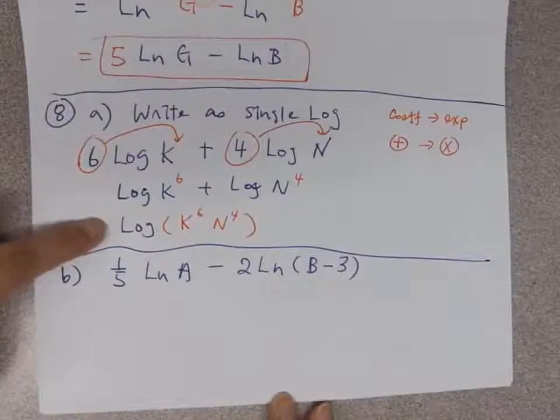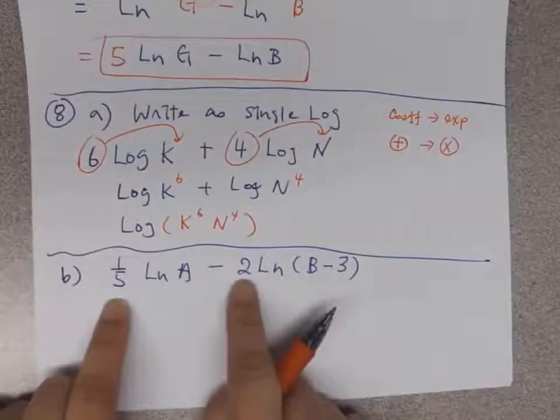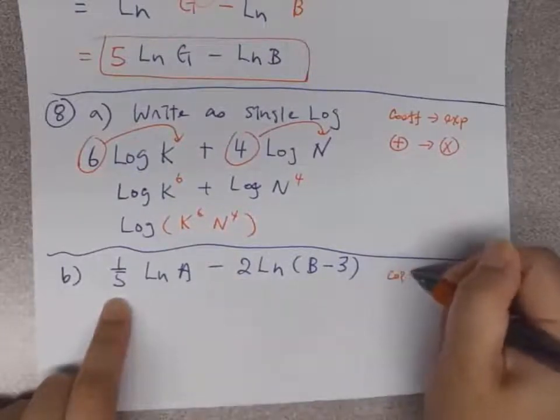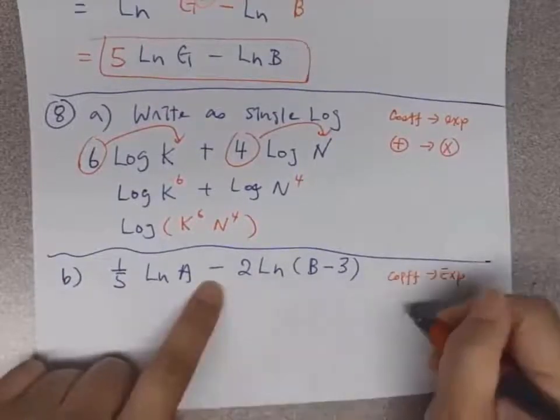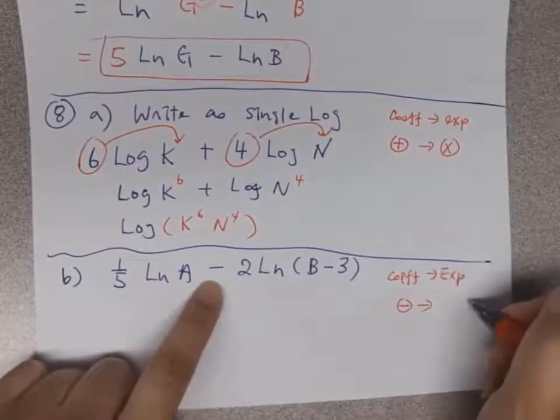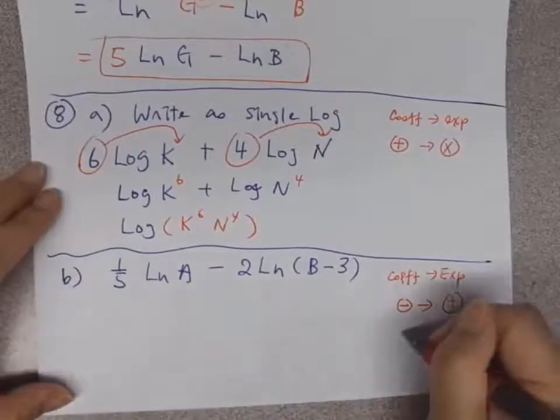Okay, the next one. First, you see a number in front, so it's going to move and turn back into an exponent. And then they have subtraction. Subtraction is going to turn into division. And then we should end up with just a single log, right?